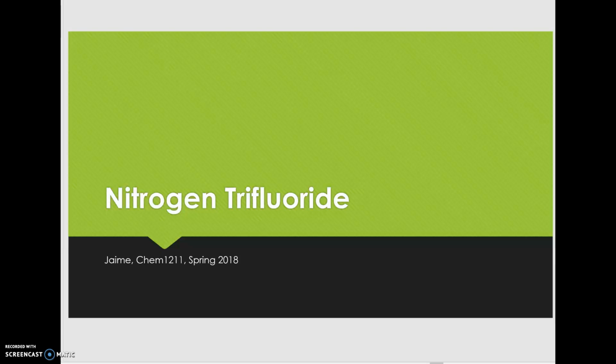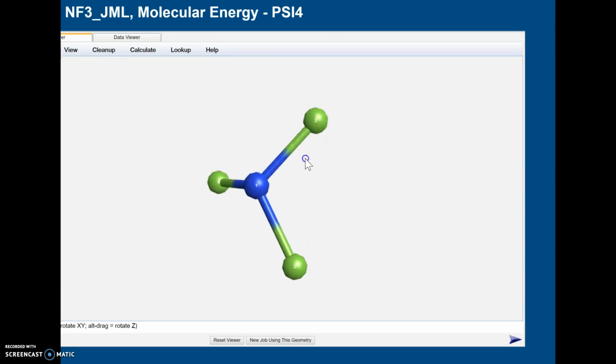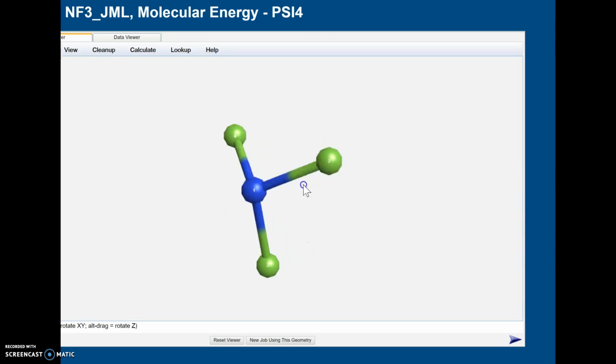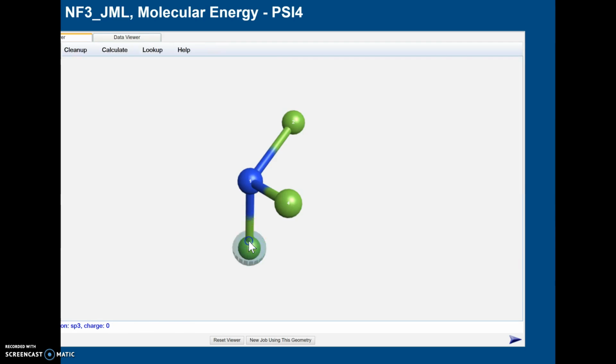Hello, today we're going to talk about nitrogen trifluoride, and we're going to compare the VSEPR geometry to the quantum mechanically optimized geometry of a nitrogen trifluoride molecule. Here we see the VSEPR geometry of a nitrogen trifluoride molecule. It is trigonal pyramidal, which is what we would expect given our knowledge of VSEPR theory and the number of charge clouds and how many of those charge clouds are lone pairs. The bond angles are roughly 109.5 degrees, which is what we would expect here.